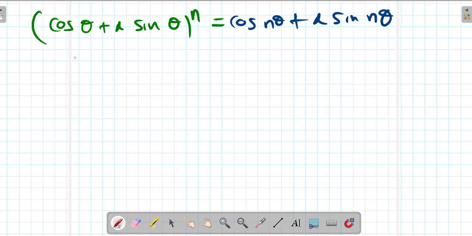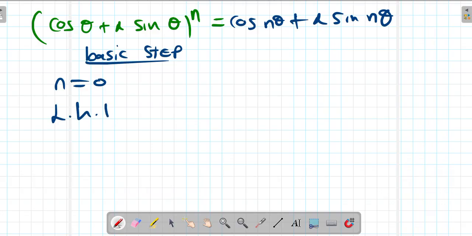So we're going to look at the basic case, okay? Basic step. The basic step will be checking for n equal to 0. So when n is equal to 0, anything raised to the power 0 will be 1. So everything will be 1, so the left hand side will be equal to 1.